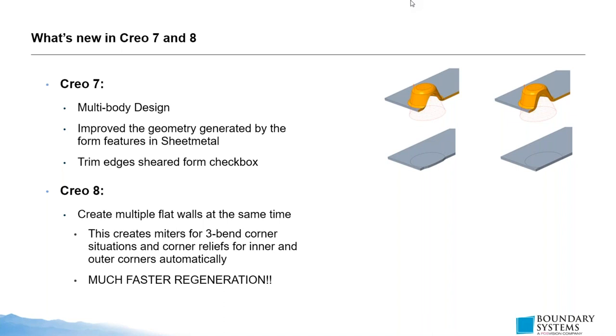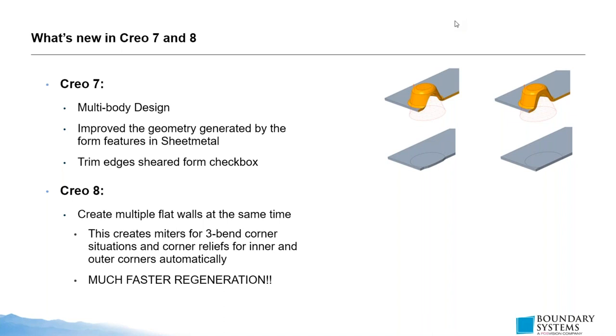So moving on to Creo 8, we actually saw a few more really good upgrades to sheet metal in Creo 8. In my mind, Creo 7 was the bigger upgrade, the better version. And Creo 8 didn't do quite as much in most regards, nothing as big as multi-body in Creo 8. But we do have some pretty good sheet metal upgrades. The first is going to be create multiple flat walls at the same time.